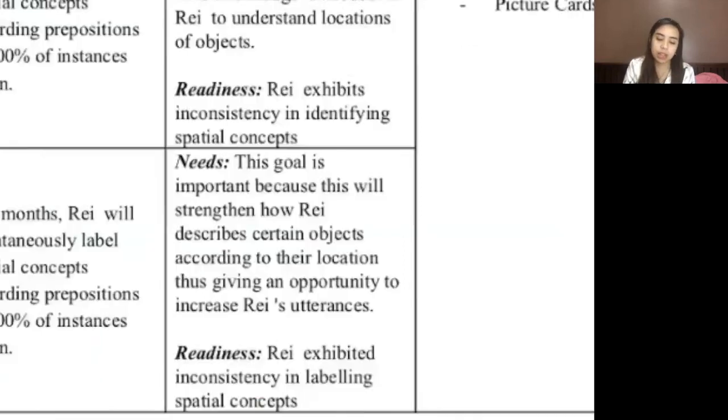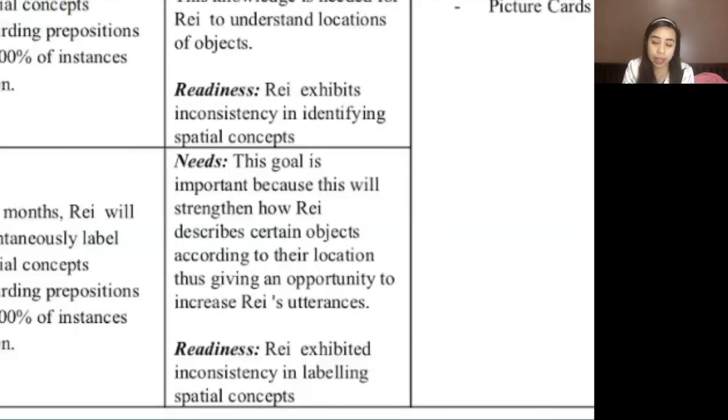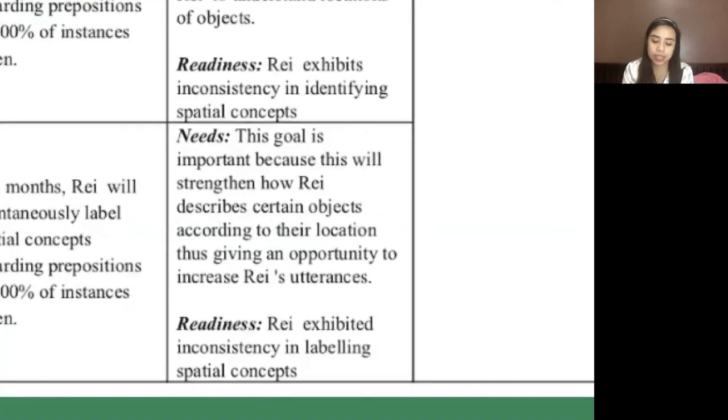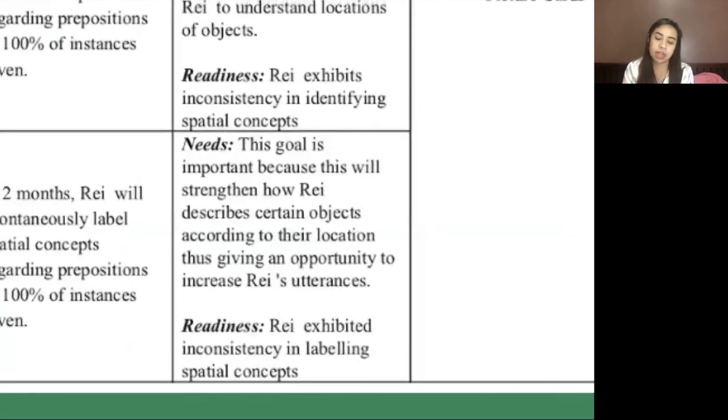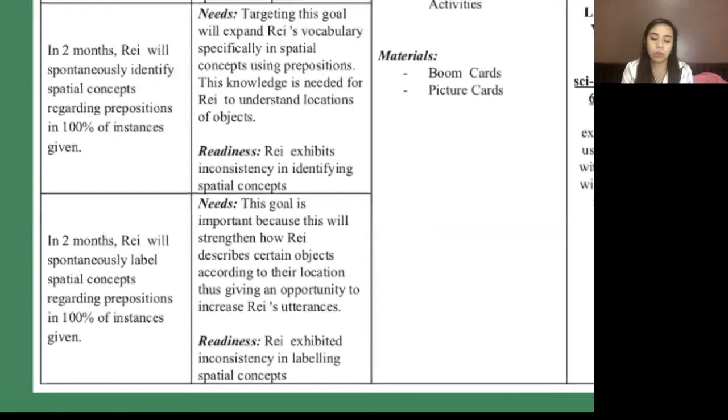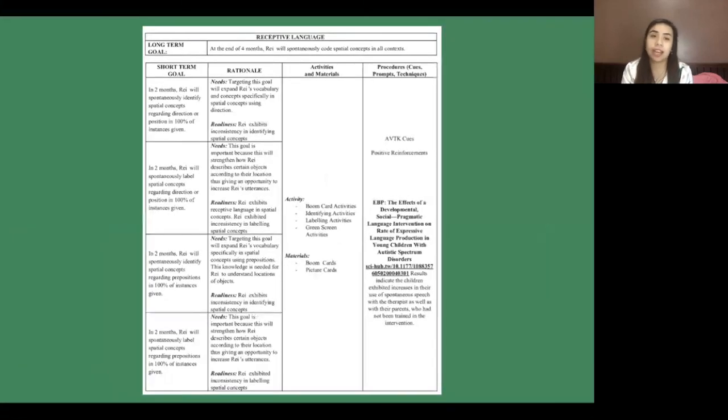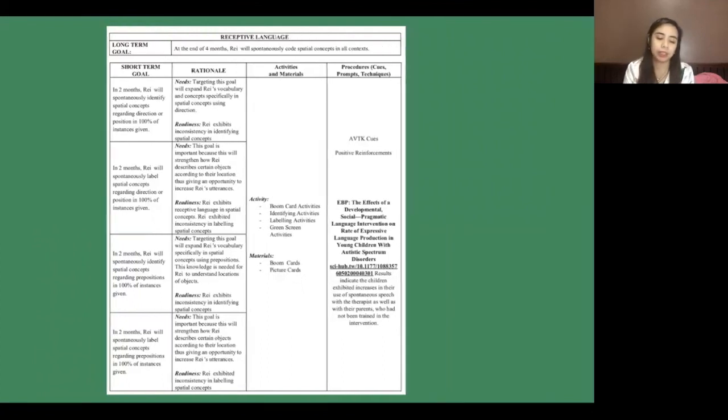So, needs, this goal is important because this will strengthen how Ray describes certain objects according to their location, thus giving an opportunity to increase her utterances. Her readiness is Ray exhibited inconsistency in labeling spatial concepts. So there you see that it is properly justified na during conversation or during utterances, it is important to describe the location of objects because it has to be functional as well, right?